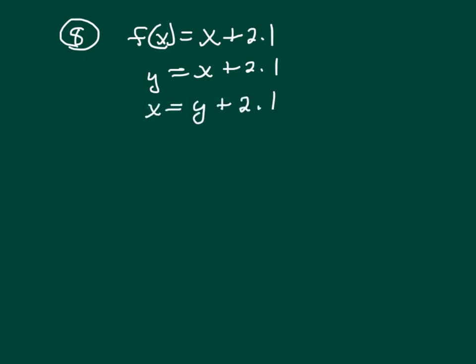I have f of x is equal to x plus 2.1. Our steps for finding the inverse: first, you change f of x to a y. So y equals x plus 2.1. Then I'm going to interchange the x and y, so x is equal to y plus 2.1. Now I'm going to solve for y, so we subtract 2.1 from both sides, and I'll get, putting y on the left side, x minus 2.1. All right, now let's graph these two functions.